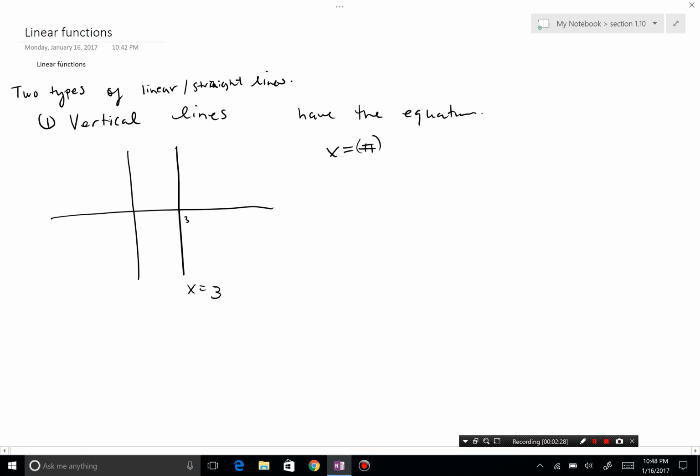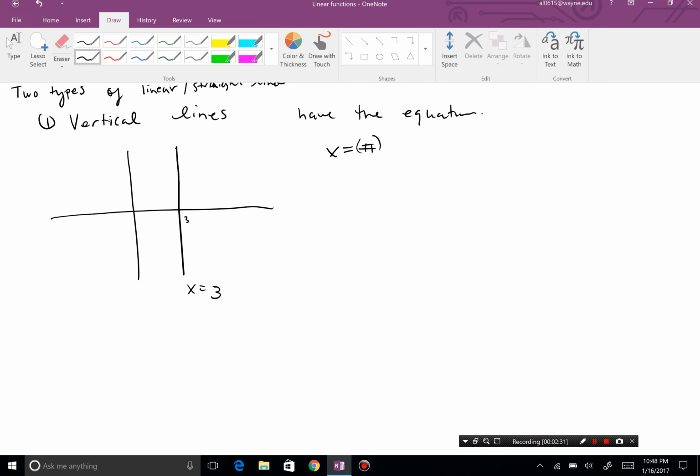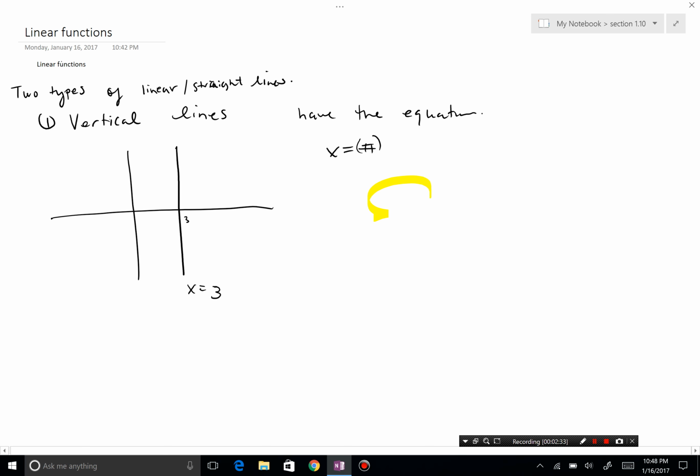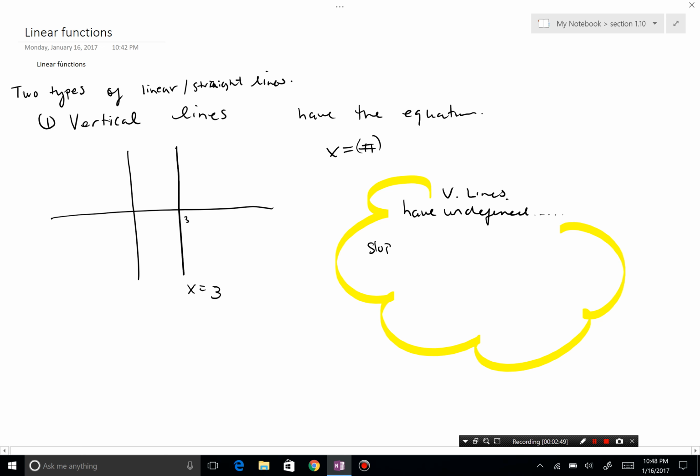Now why is that? Here's something to keep in mind, and I always like to put little accent points for you to realize things. Vertical lines have undefined slopes. If you don't believe me, all you have to do is recall the definition of slope. Slope, most of the time abbreviated as m, is y2 minus y1 over x2 minus x1.